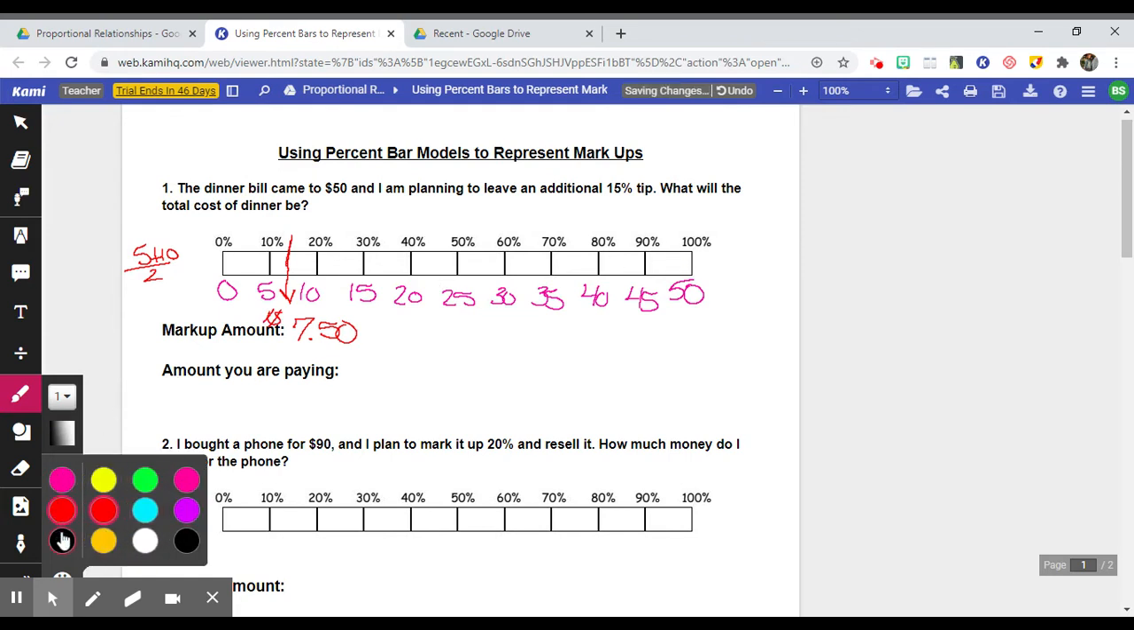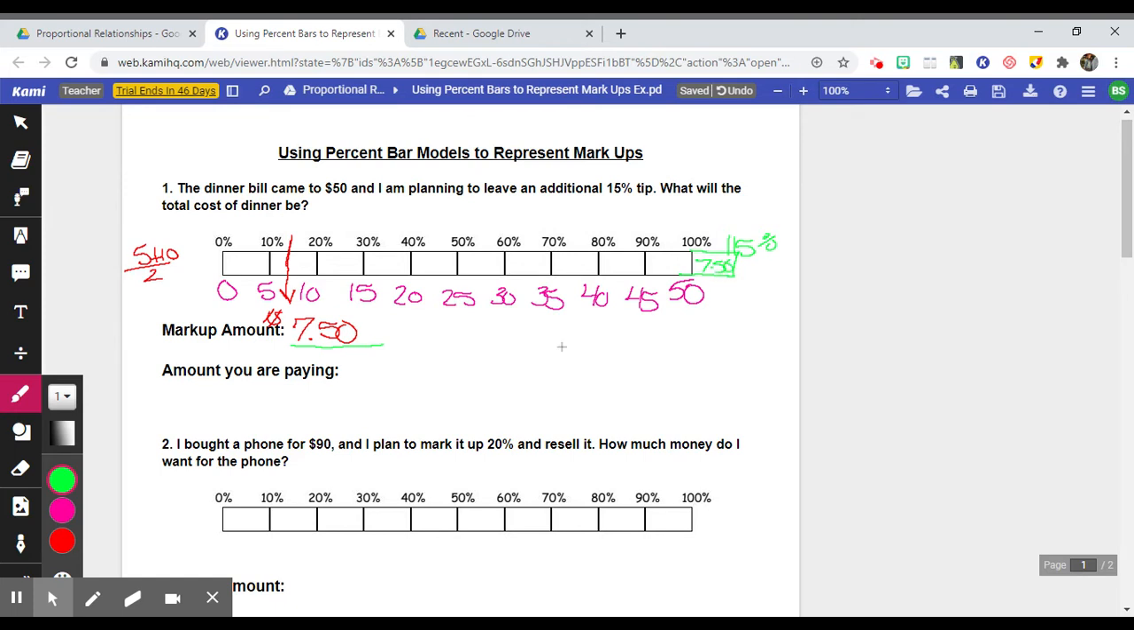Now, I know it's a markup because we're extending that particular percentage. So again, we're going to leave a 15% tip. So that 15% gets added. And I found out using my percentages over here that my markup amount is $7.50. So I'm going to be paying an additional $7.50. Okay, so my bill total was 50, remember? So if you do 50 plus 7.50, you are going to get your total.